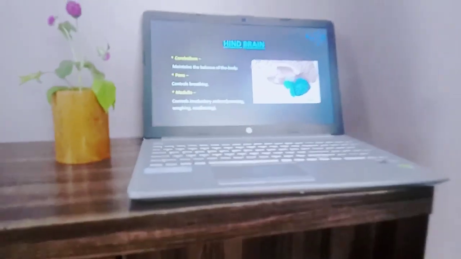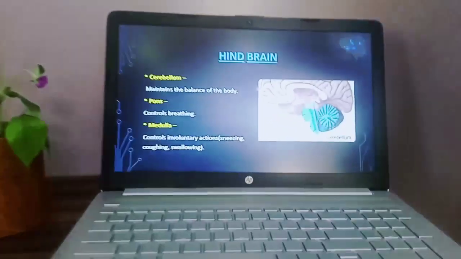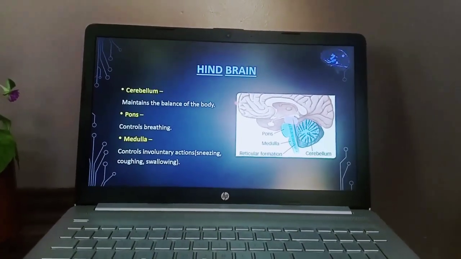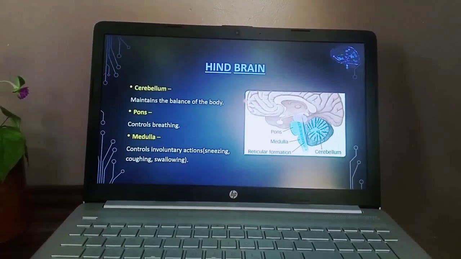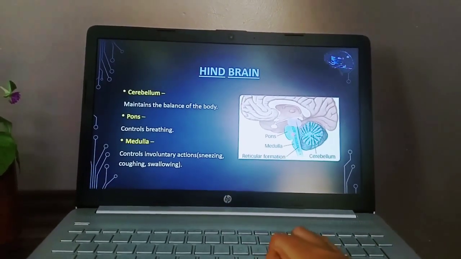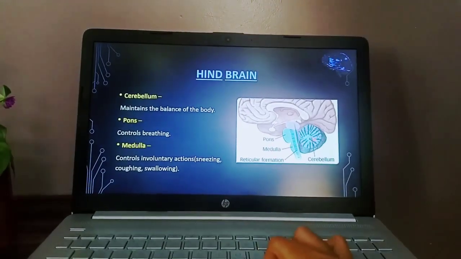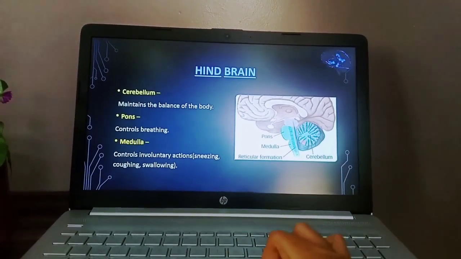Hindbrain consists of three parts: cerebellum, pons and medulla. Cerebellum maintains the balance of the body when you are swimming, walking, riding a bicycle, etc. Pons control our breathing rates. So if you have any breathing issues, there is surely some damage in your pons. Medulla controls involuntary actions like sneezing, coughing, swallowing, etc. In this image, these light blue colored are pons, this is medulla, and a small flower-like structure below your head is cerebellum.